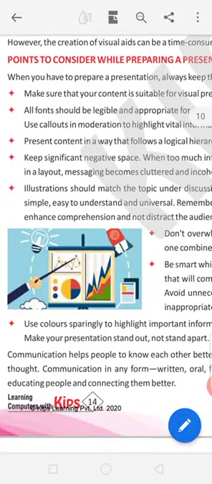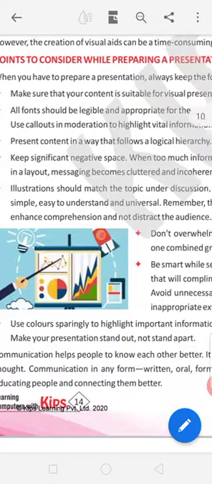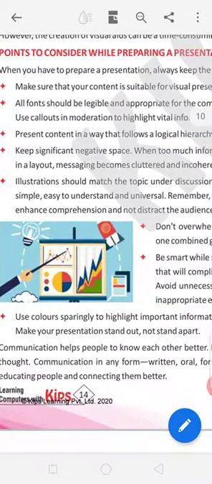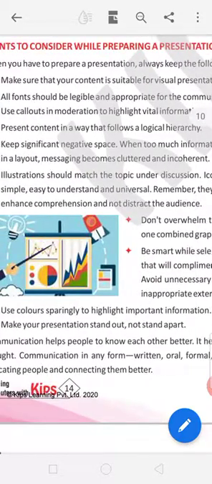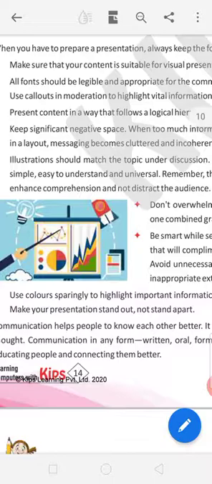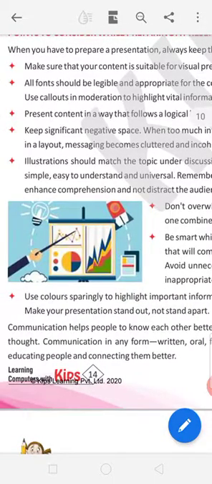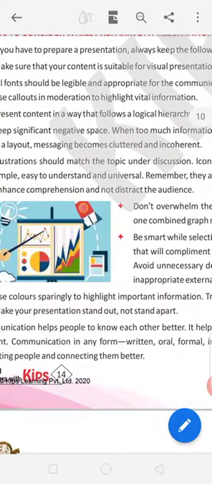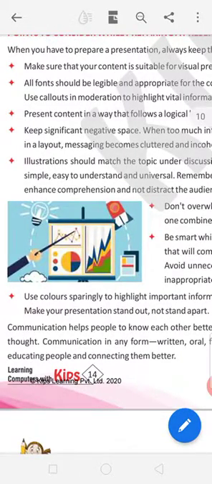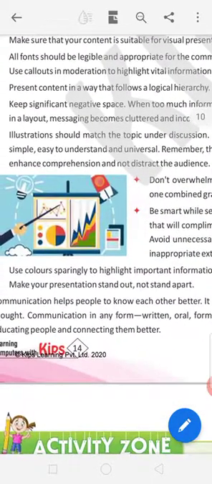Points to consider while preparing a presentation. When we have to prepare a presentation, always keep the following points. Make sure that your content is suitable for visual presentations. All fonts should be legible and appropriate for the communication style. Use callouts in moderation to highlight vital information. Legible means anybody can read easily. Present content in a way that follows a logical hierarchy. Hierarchy means step by step.